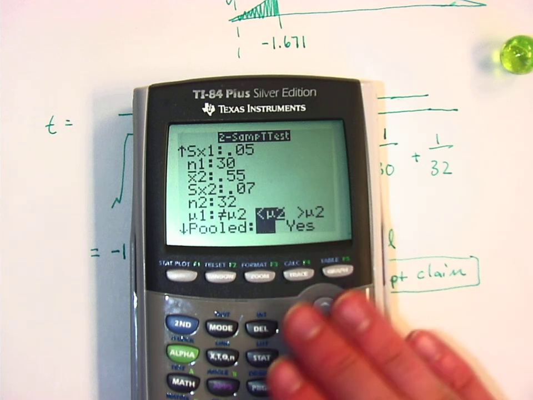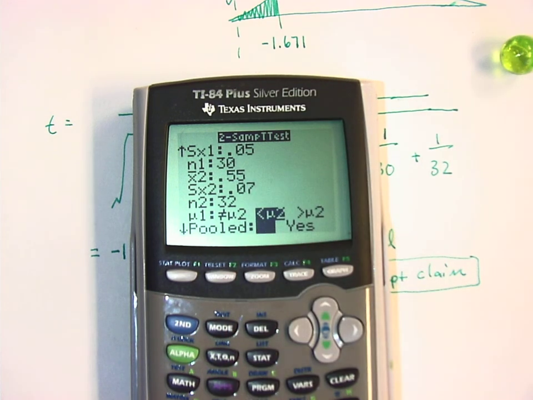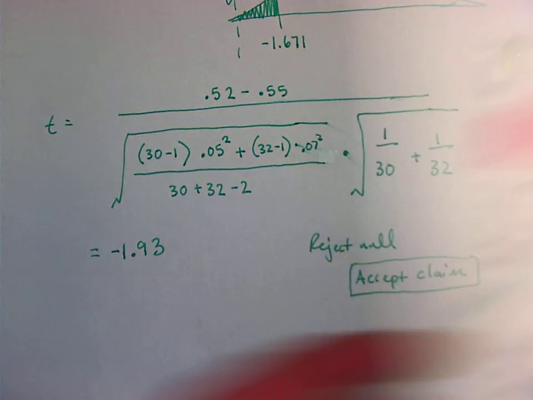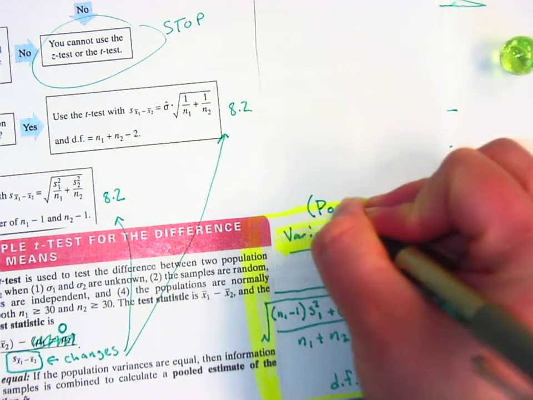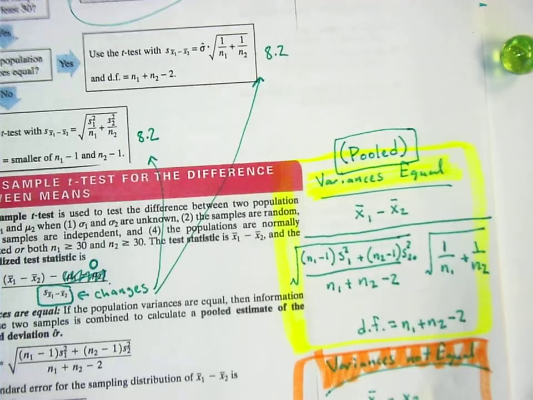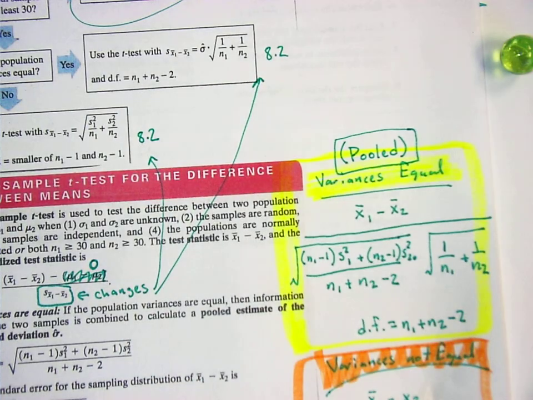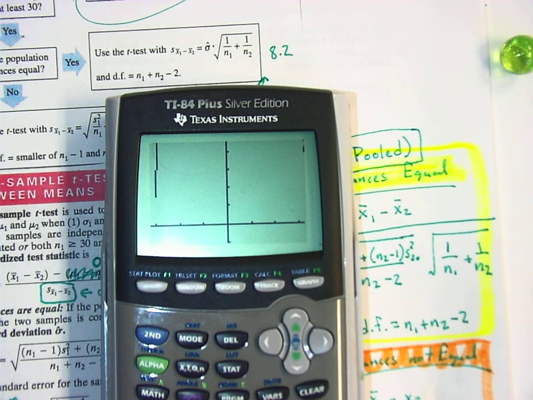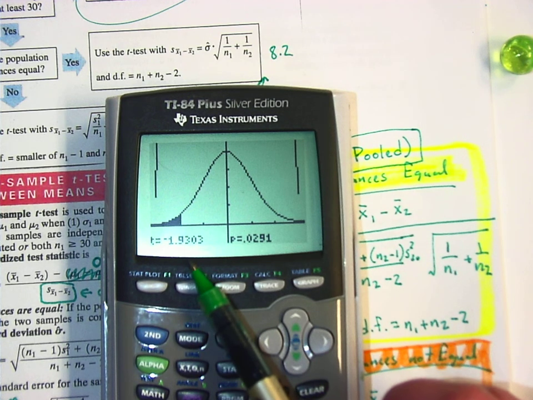Pooled, yes or no. Remember, if the variances are equal, it's considered pooled. So let me write that on here. Variances equal is pooled. So you're going to click yes for this one. Ignore the extra lines I got going on. I've got something in my Y1. Okay, you see how it gave you a t of negative 1.93 here? And that's what we spent so long trying to calculate.